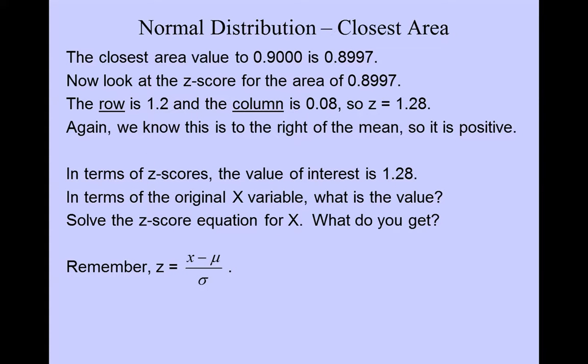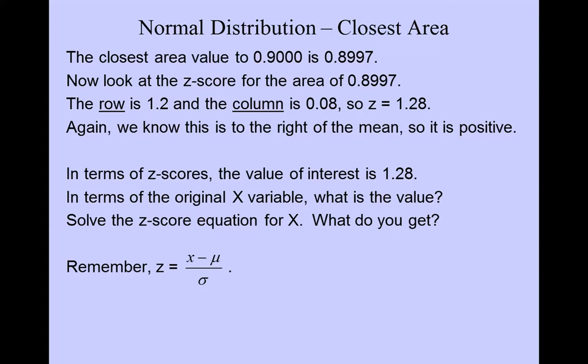Just to review, the closest area value to 0.9000 is 0.8997. Now look at the z-score for the area of 0.8997. The row is 1.2 and the column is 0.08. So putting that together, z equals 1.28. Again, we know this is to the right of the mean, so it will be positive. In terms of z-scores, the value of interest is 1.28.